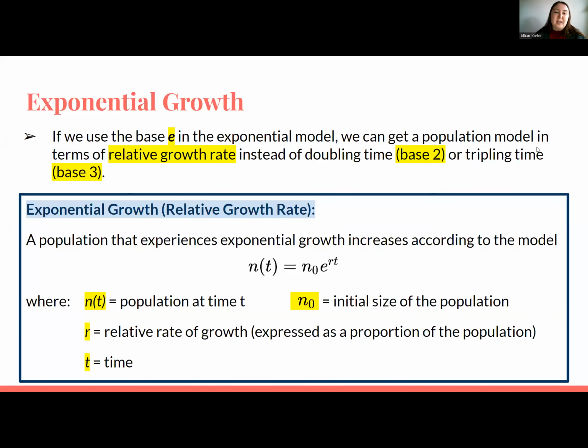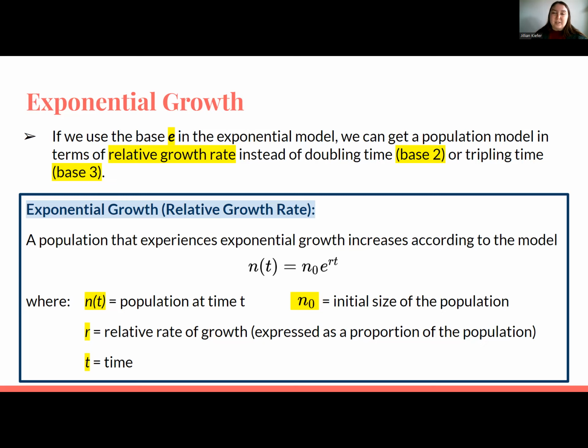Now we can move on to exponential growth, which is also known as the relative growth rate. This is the one that is used much more often than doubling or tripling time. If we use the base e in an exponential model, you can get a population model in terms of relative growth rate instead of doubling or tripling time. This is because not everything doubles or triples in a specific amount of time. A lot of the time it's going to be relative to certain factors in the environment, so it's better to use a relative growth rate instead of doubling or tripling time.